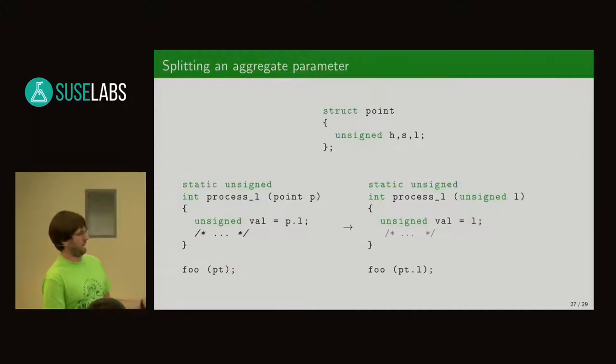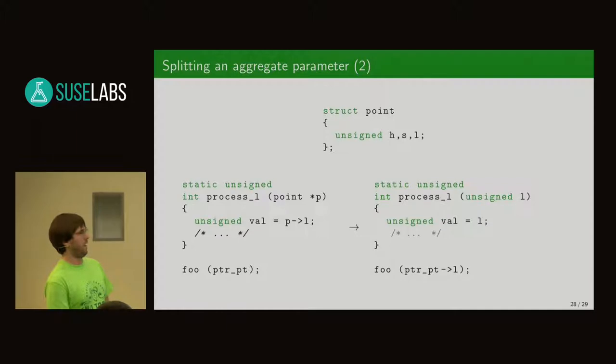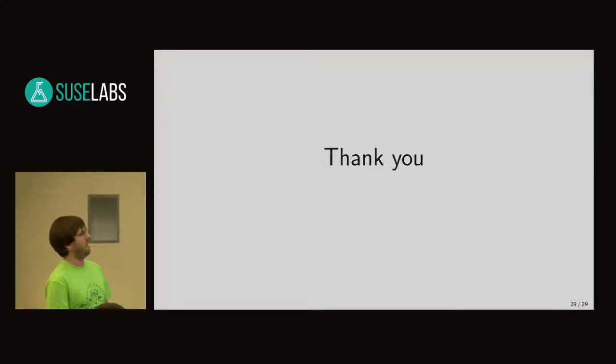We can also split big aggregate arguments. This argument, point P, can be just replaced with the thing that is actually used in the function. And we can do it when that is passed by reference as well, under some certain conditions. And that's everything.